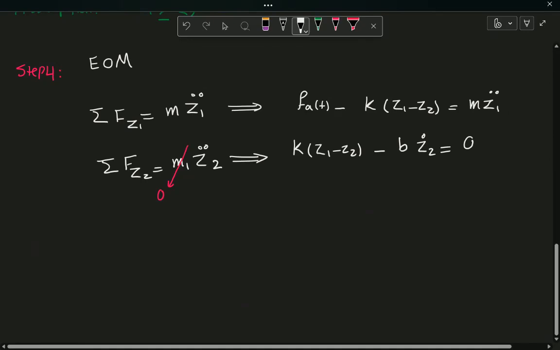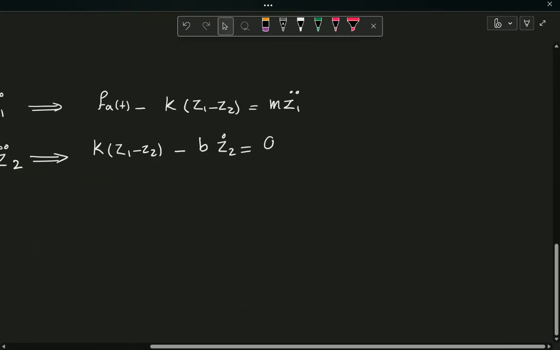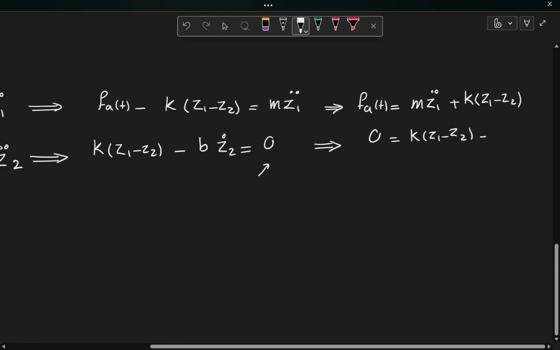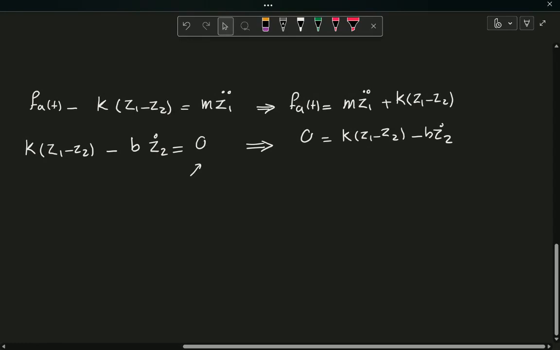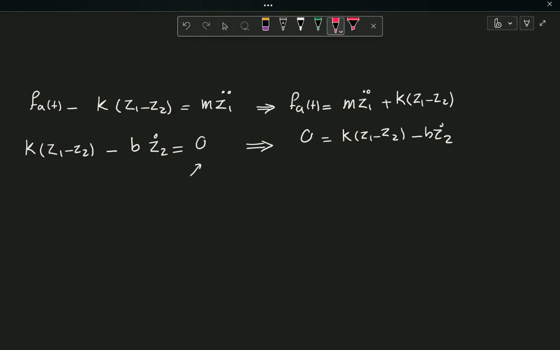Looking at these two equations, let's bring all the dynamic terms to one side and keep everything else on the other side. I would have FA of T equals M Z1 double dot plus K times Z1 minus Z2. The second equation is already sorted out: 0 equals K times Z1 minus Z2, minus B Z2 dot. Note that these are linear equations, so let's check for the signs and the family members.